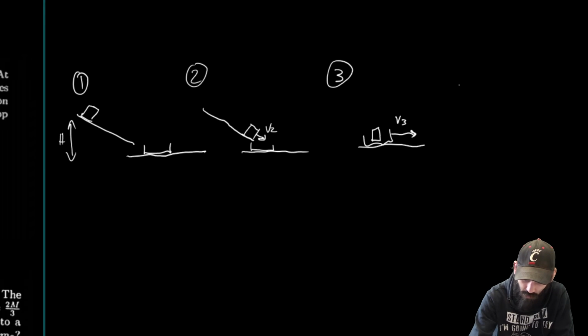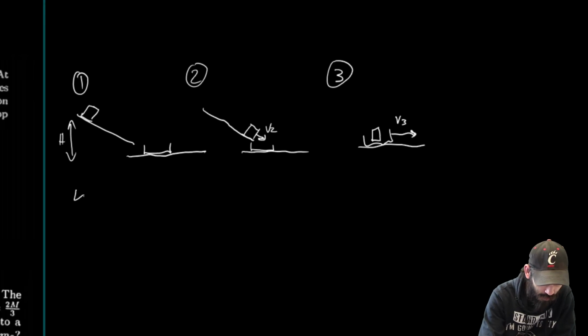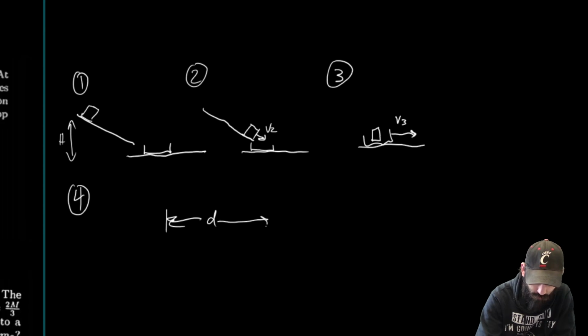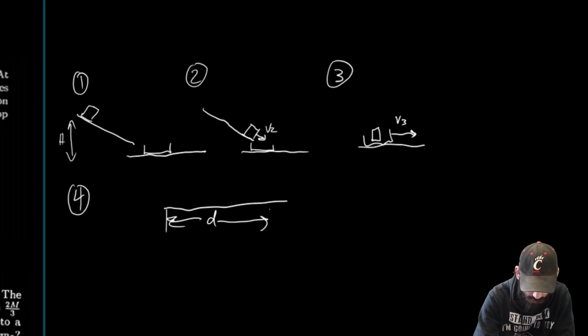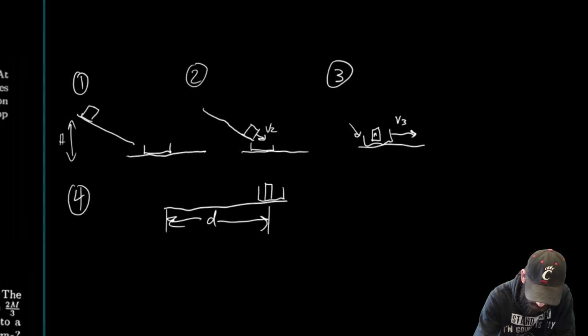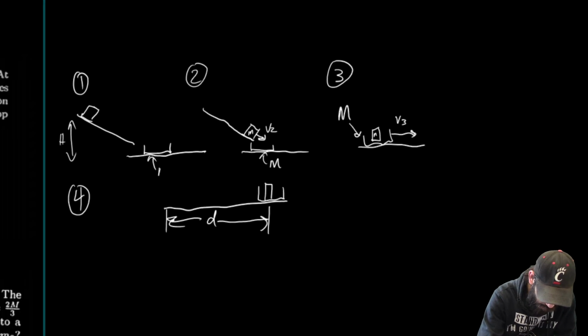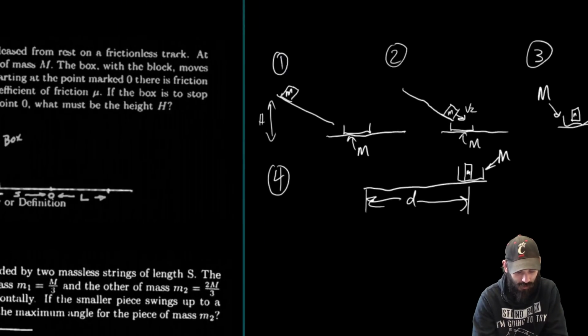And then state 4, this is going to have gone some distance of d. And this is going to have come to a stop. So here's our mass of m. This is our mass capital M. Same thing here, m, m, m, m, m, and then capital M. Okay, so that's the whole thing.